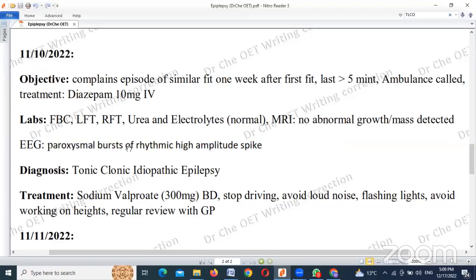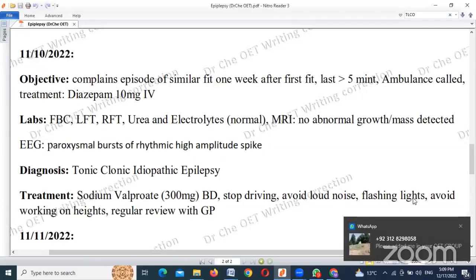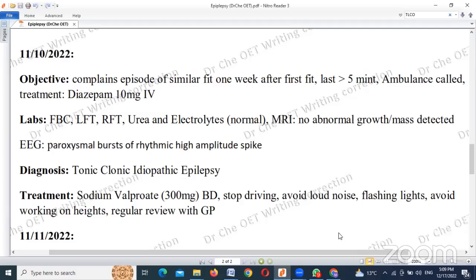So what was the EEG result? Okay. So here we don't need to say they called the ambulance. We can just mention diazepam, and that it was treated. You can write the diazepam, okay? So now let us see the model answer.